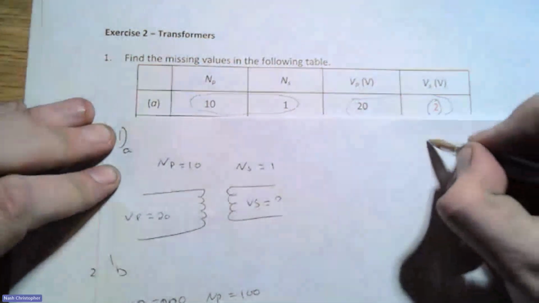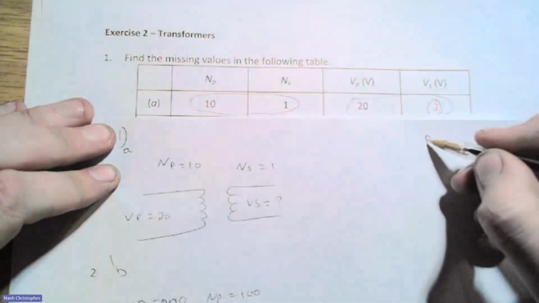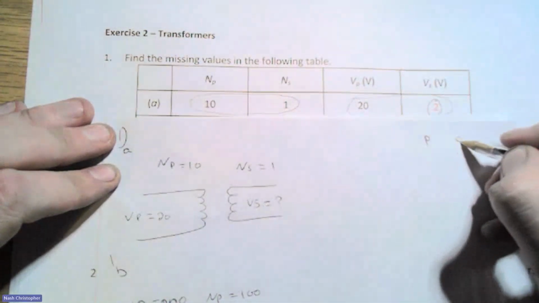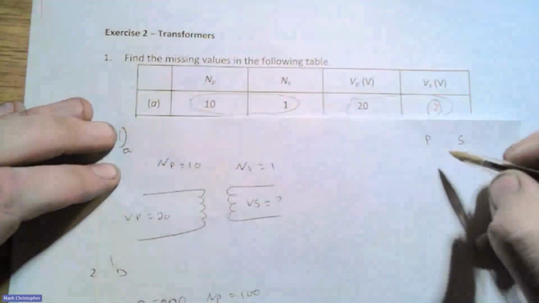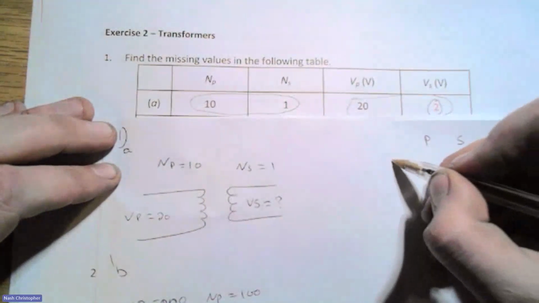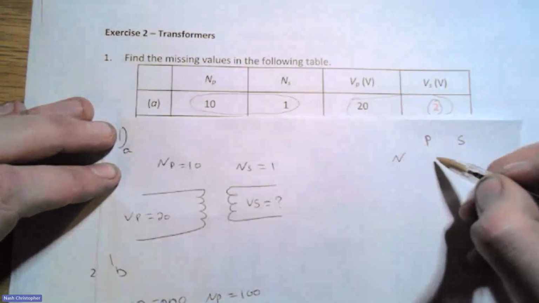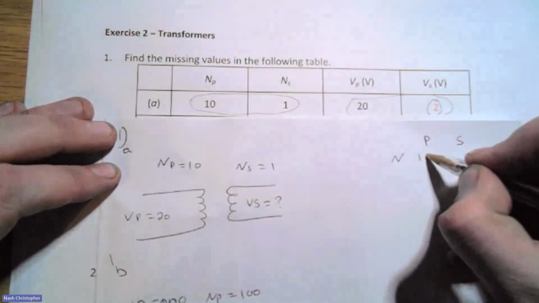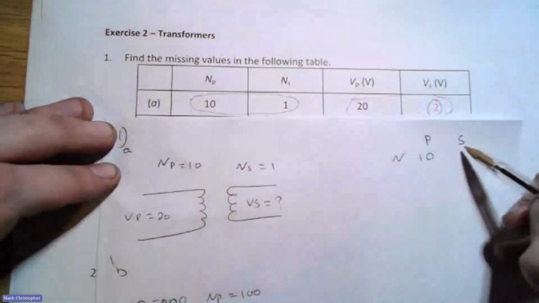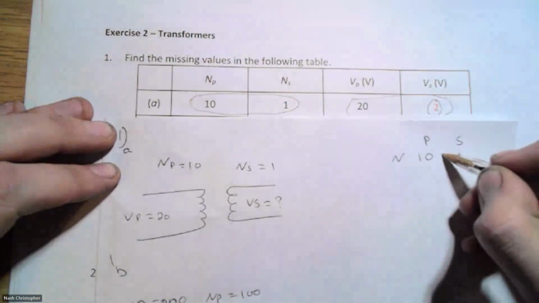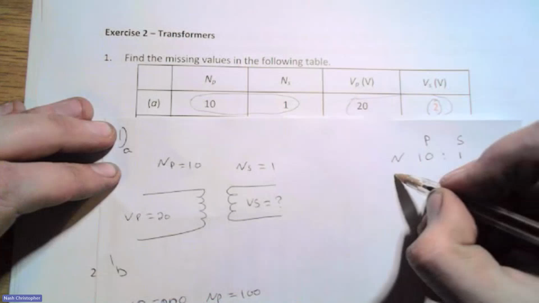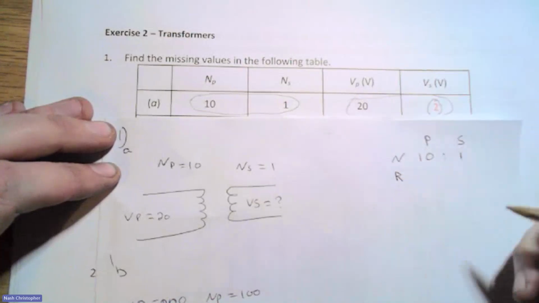So what I like to do is I do primary and secondary, almost like a little grid. Think of it like a grid. So we know our number of turns for the primary, which is 10. And we know our number of turns for our secondary, which is 1. So what we have to do is we have to calculate the ratio.